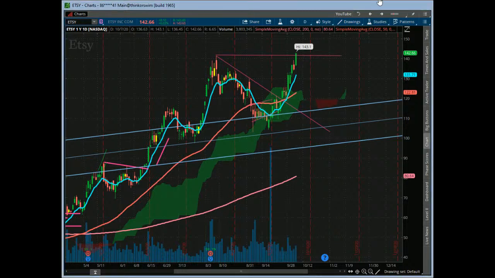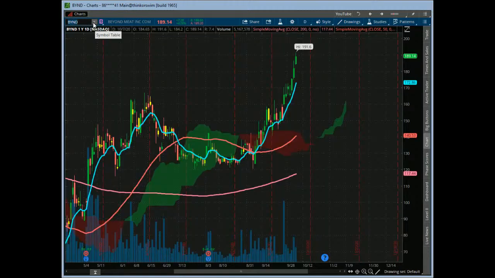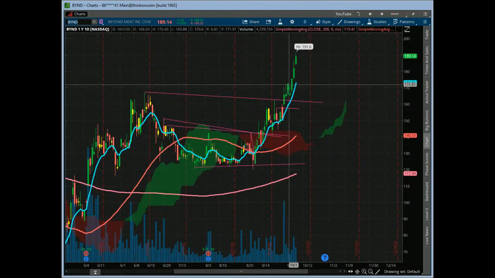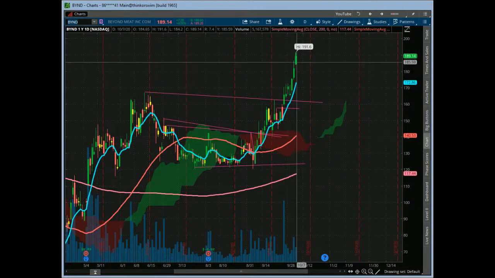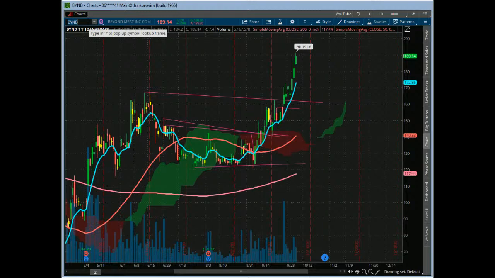And what else? Beyond. Let's take a look. Yeah, so Beyond's definitely been on our radar. We've had it on the bullish game plan for a while, and again it continues to break out over these highs. It just consolidated here, and once we got this breakout candle with increased volume, we've been seeing nice follow through on that one. So great find there.